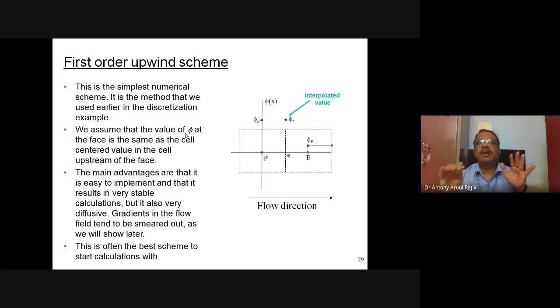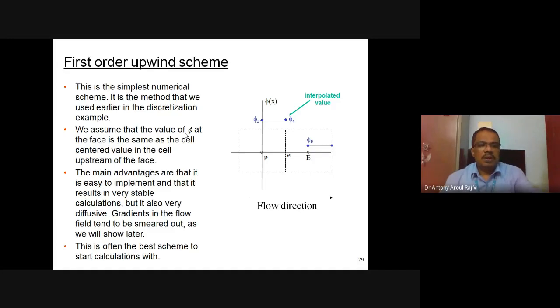What is Peclet number? The ratio of convection to diffusion. So it is rho u delta L divided by the diffusion coefficient. Sorry, diffusion coefficient, rho u L divided by diffusion coefficient. So you calculate this first. If the value is less than 2, you go for central difference scheme. If the value is greater than 2, then you go for upwind scheme. So this is called the hybrid scheme.